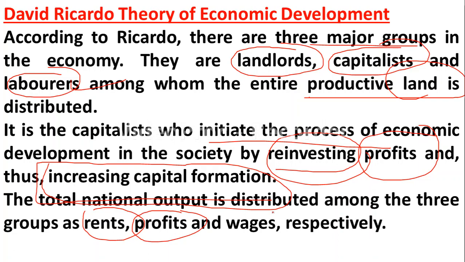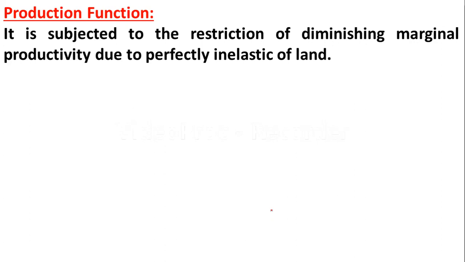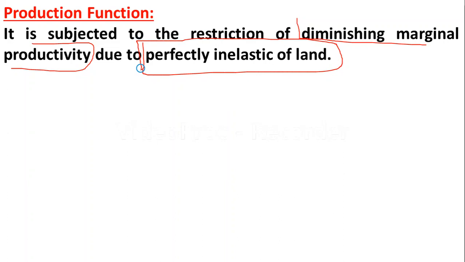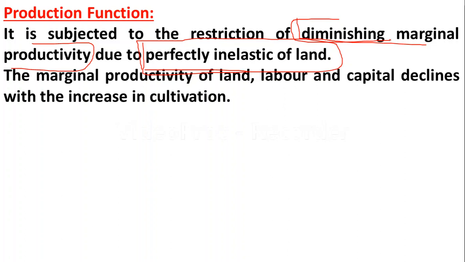So let us see the production function by David Ricardo. Here David Ricardo considered that there is diminishing marginal productivity, because of the perfectly inelastic supply of land. We cannot increase the amount of land, but the population is always increasing, while the amount of land available for agriculture is perfectly inelastic. Because of this we experience diminishing marginal productivity. So the marginal productivity of land, labor and capital declines with the increase in cultivation.